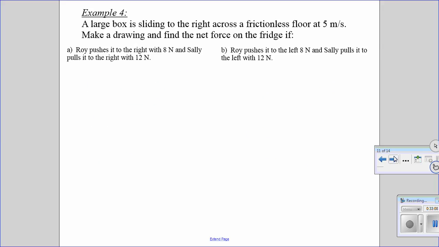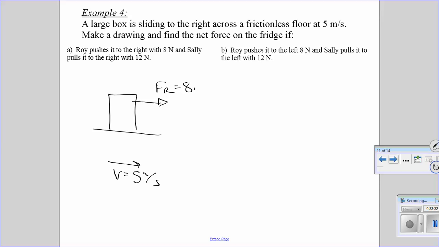Sometimes you'll have more than one force affecting an object. This is more what the homework is like. A large box is sliding to the right across a frictionless floor at 5 meters a second, so label that: v equals 5 meters a second. Make a drawing and find the net force on the fridge. In A, Roy pushes it to the right, force of Roy equals 8 newtons, and Sally pulls it to the right with 12 newtons. What did I do with Sally's force?